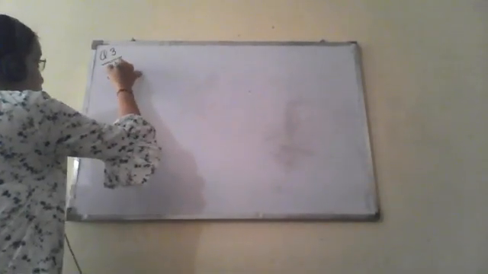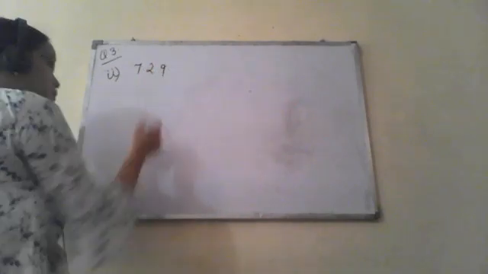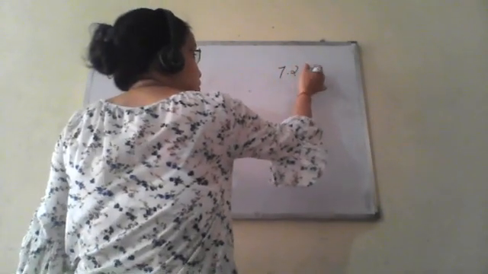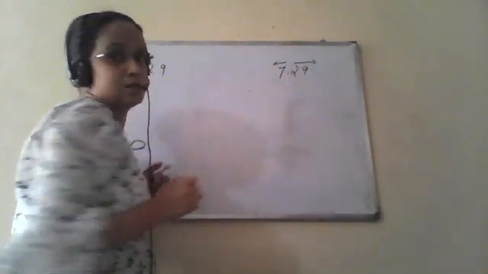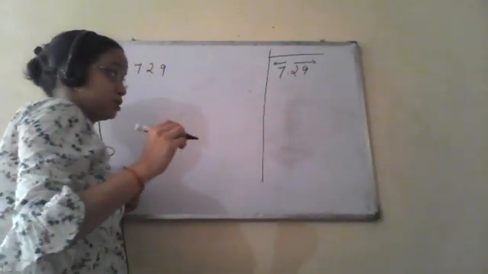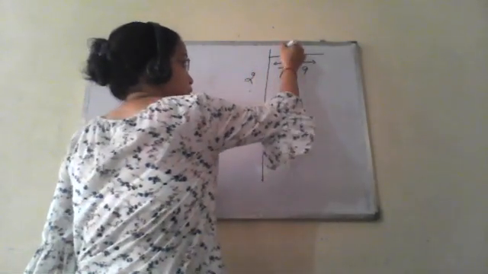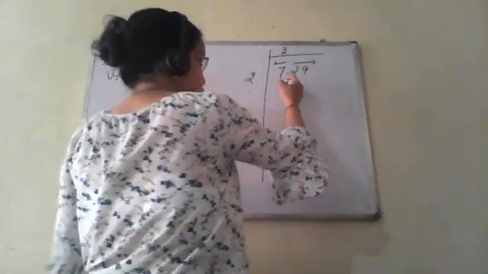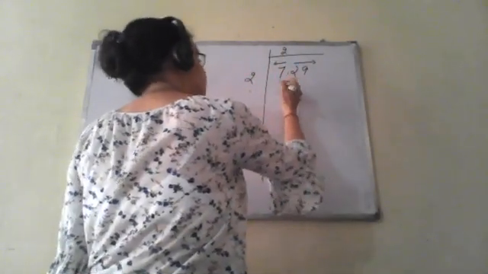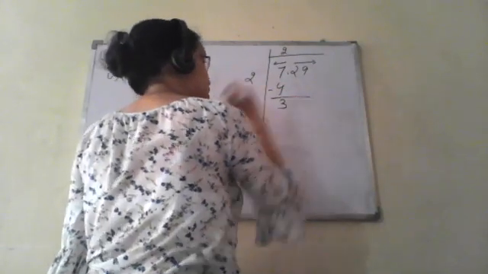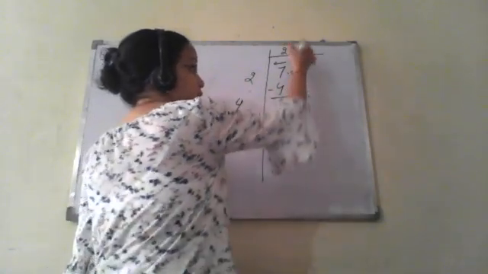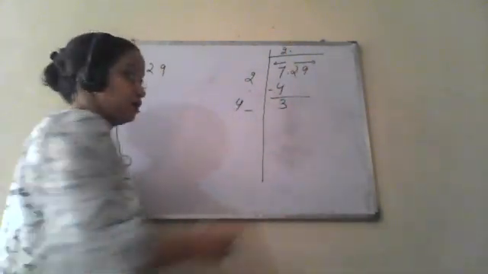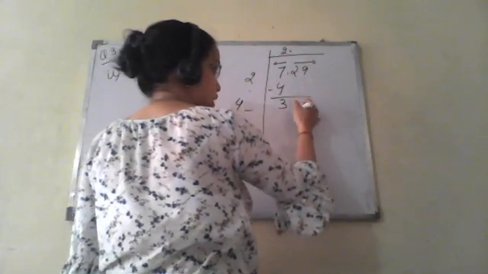Next part is 7.29. For the decimal portion we will start putting the bar in this direction, and for the integral part in this direction. So the number will be 2. 2 twos are 4, or the square of 2 is 4. This is 3. Double of 2 is 4. We will write 4 here. We will put a blank. And here we have to put the decimal part. We will write down this 29 here.